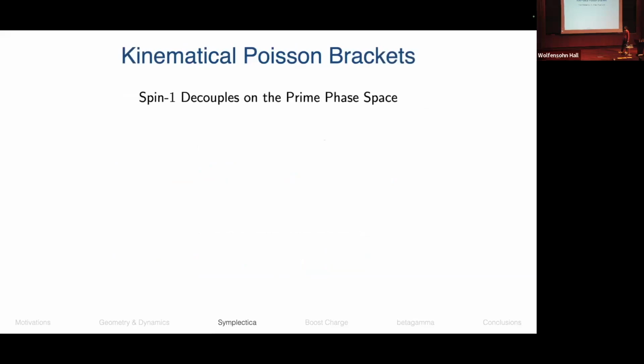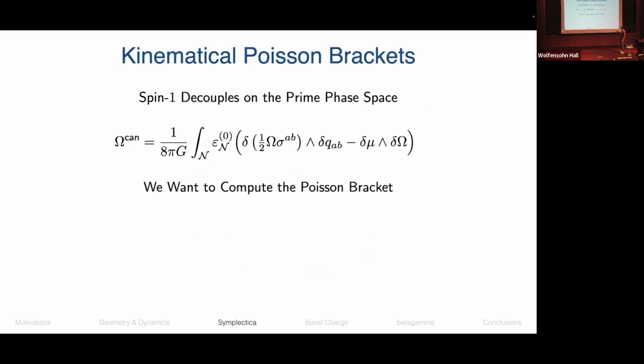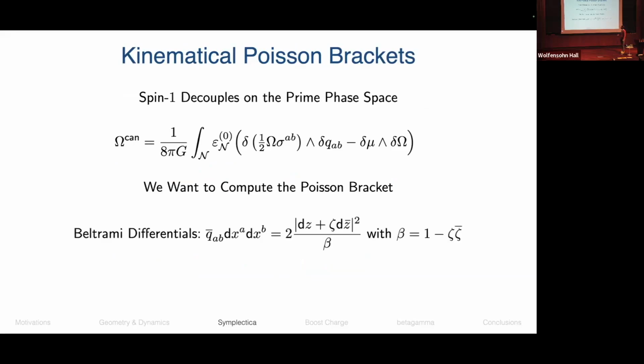And now finally, I can talk about the symplectic structure. So there was a term proportional to delta L that decouples because I set that to 0. So this is just the spin 2 data and the spin 0 data, but they actually couple non-trivially together. All right, and we want to compute the Poisson bracket on this. To do so, we notice that sigma has some constraints because it's symmetric and traceless.